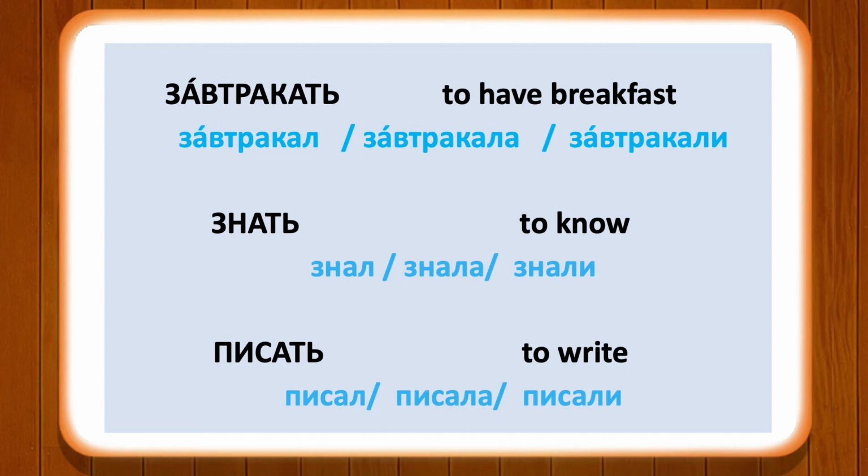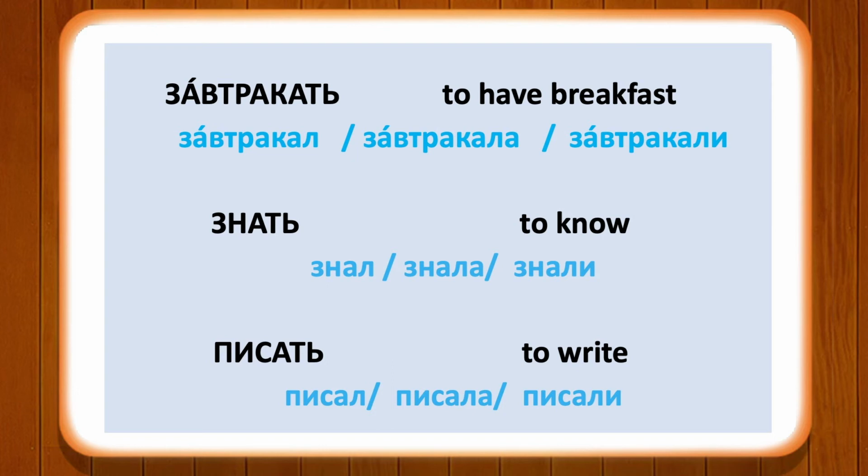The next verb is znaj. Znaj means to know. The form for masculine gender is znal, for feminine gender znala, for plural forms znali. Ya ti on znal, ya ti ana znala, and mi, vi ani znali.